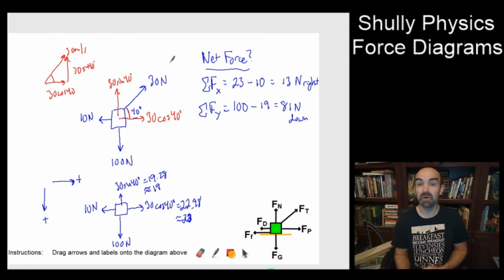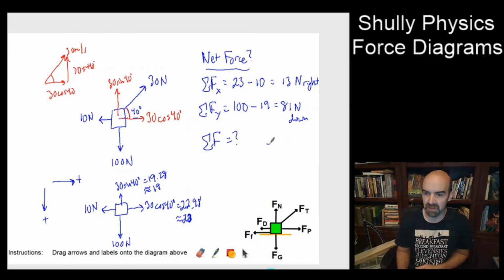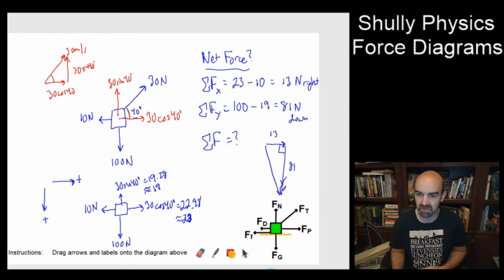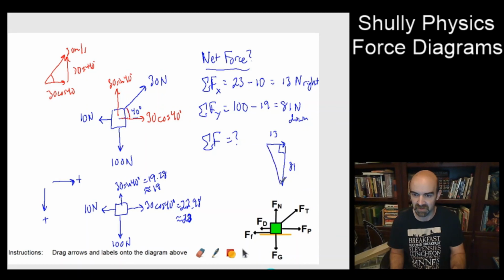All right, so what's the overall net force? I've got the net force in the x direction and the net force in the y direction. So what's the overall sum of all the forces? The net force. Well, since I do have a right-hand component of 13 and a downward component of 81, I can stack them together. The nice thing about right and down is they're perpendicular, and that's why we're picking out the x and y components. Because if we needed to, we could figure out the net force. Actually, let me draw a good arrow here. Right there. So this is the sum of all the forces right there.